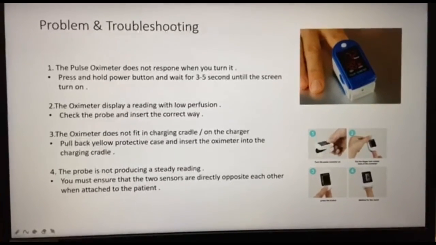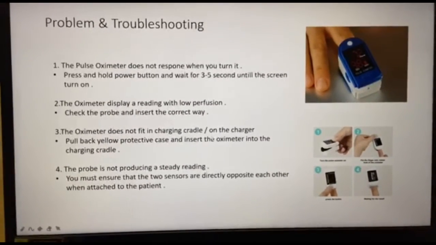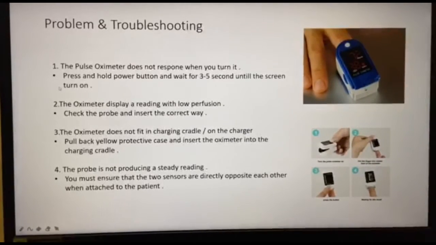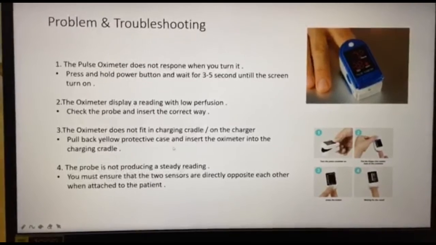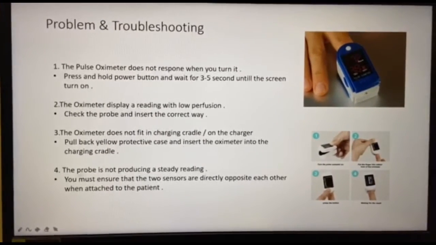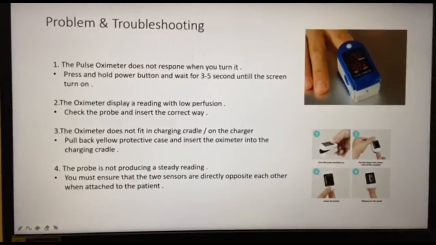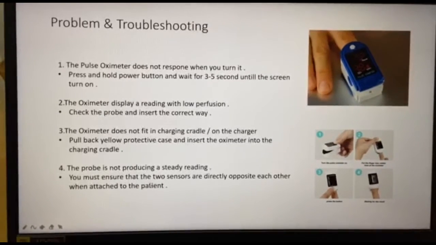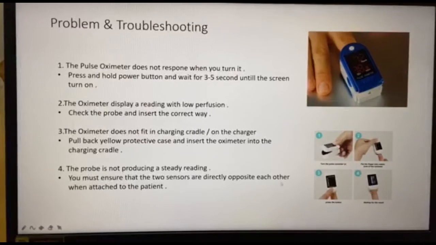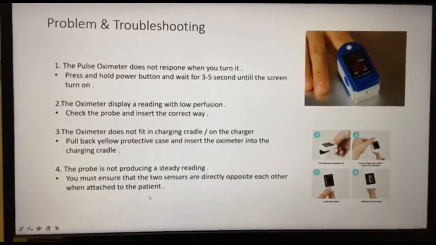If the oximeter doesn't fit in a charging carrier or the charger, we need to pull back the yellow protective case and insert the oximeter into the charging cradle. If the probe is not producing a steady reading, we must ensure that the two sensors are directly opposite each other when attached to the patient.